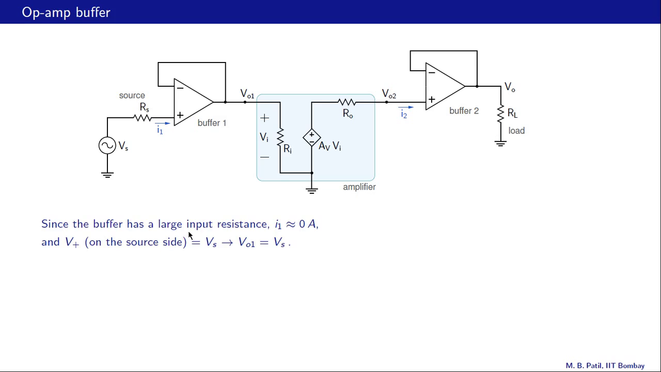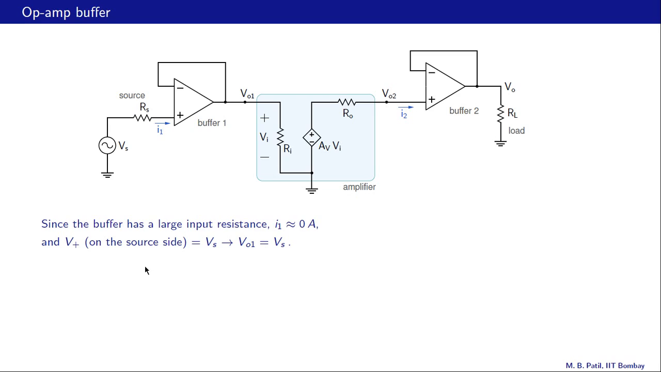Since the buffer has a large input resistance, I1 is 0, this current, therefore no voltage drop here, and V plus is the same as Vs. Now for the buffer, the output voltage is the same as the input voltage. So therefore VO1 is equal to this voltage here, which is Vs.